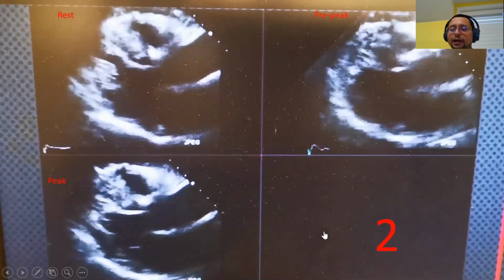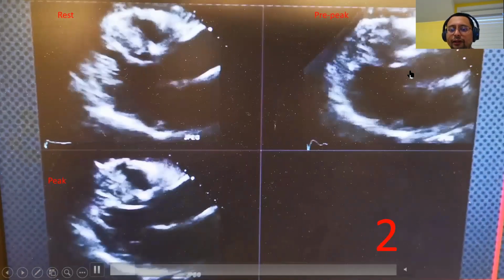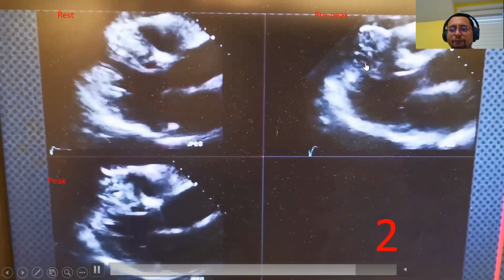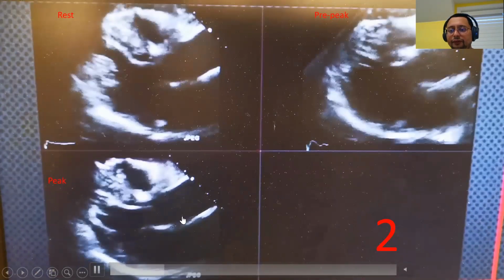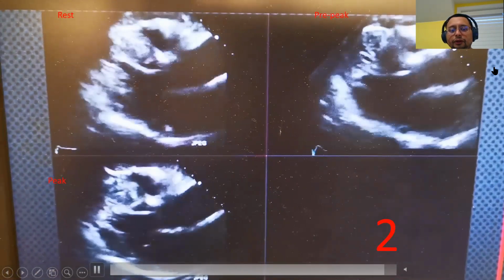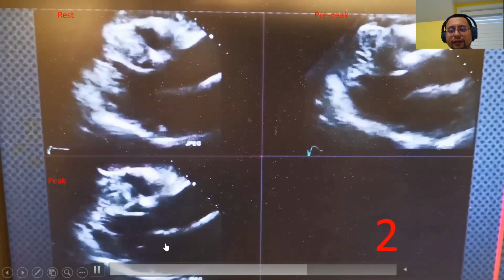This is the parasternal long axis view. Rest, pre-peak, and peak. Let's go one more time.